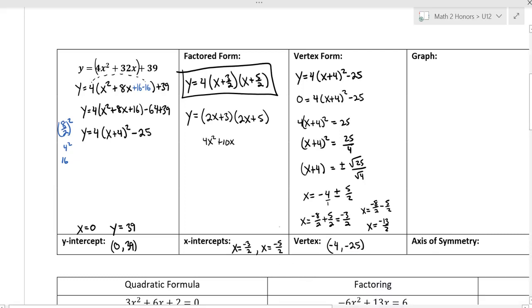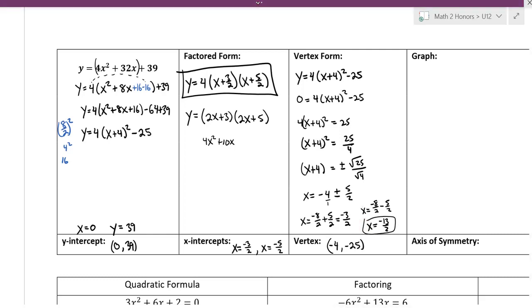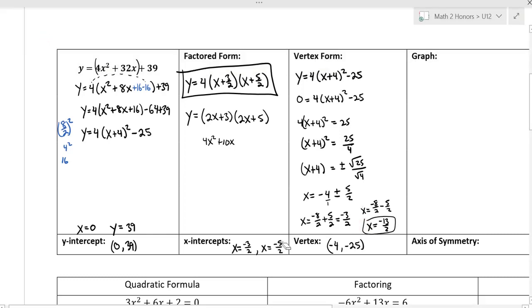I'm noticing that I made a mistake. I copied it down wrong. I put negative 5 over 2, but when we solved, we got negative 13 over 2. So let me fix that. So make the factor positive 13 over 2, and this would be 13. So either of these are good factored form, and if you want to double check, you can multiply it out, and you'll see that we get standard form from that.